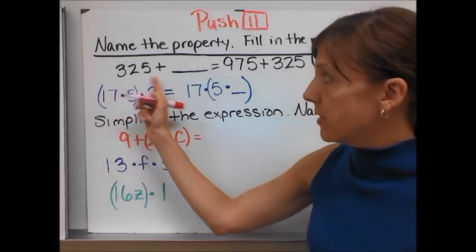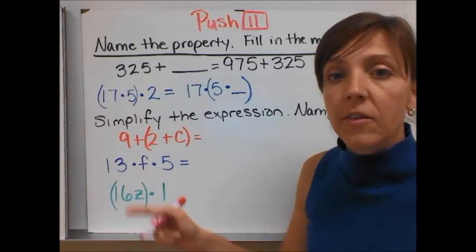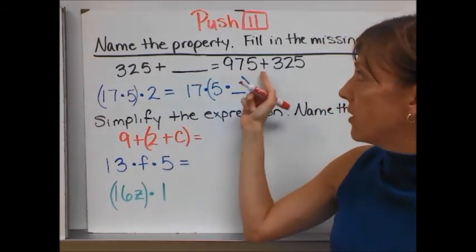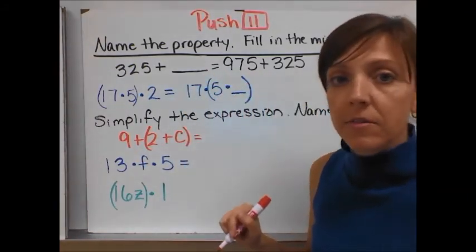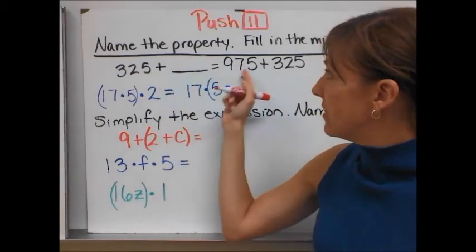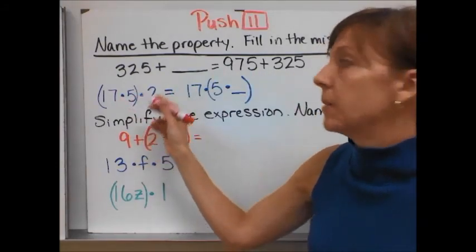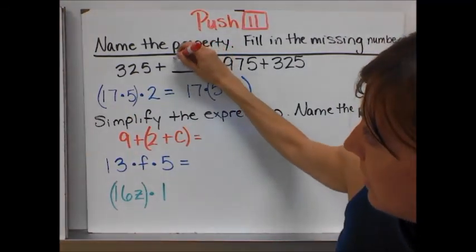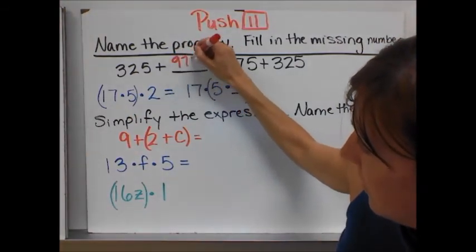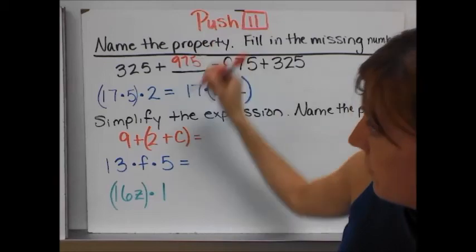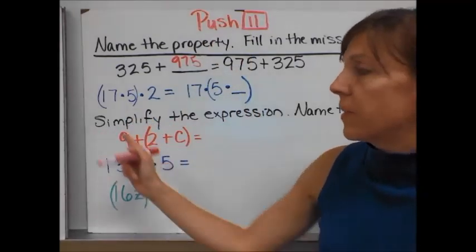Okay, so let's go ahead and take a look at this one. 325 plus blank equals 975 plus 325. Well, this is just simply commutative property. I've just switched the orders because these two numbers are the same. So I know that this is going to be 975.